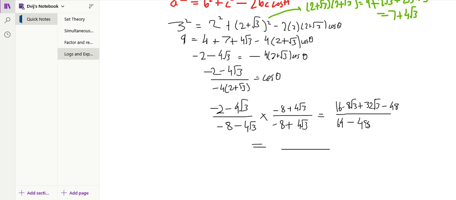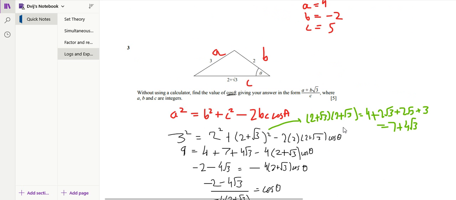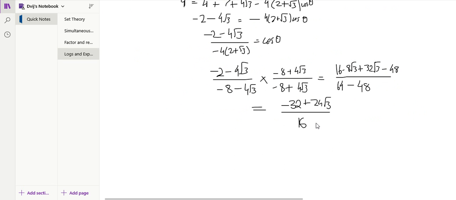So 64 minus 48 is just 16. And we have a rational denominator, which is pretty cool. 16 minus 48 is negative 32. And the last thing is 32 minus 8, which is 24. So plus 24 root 3 over 16. And that's pretty much it. But they want their answer in this form: a plus b root 3 over c. And actually this is completely fine as well.